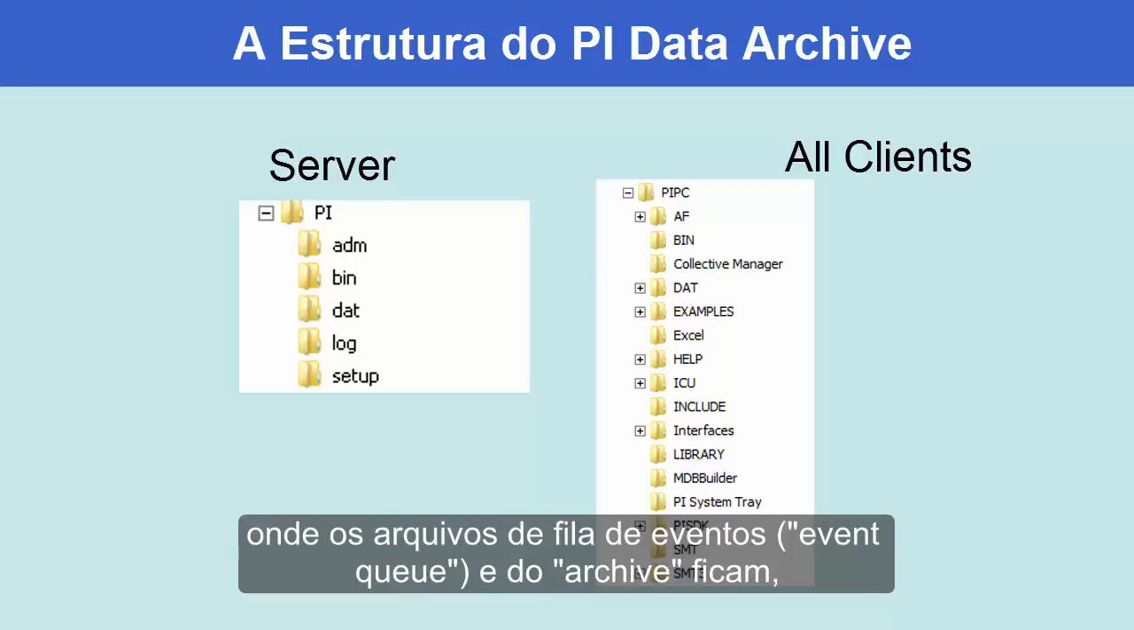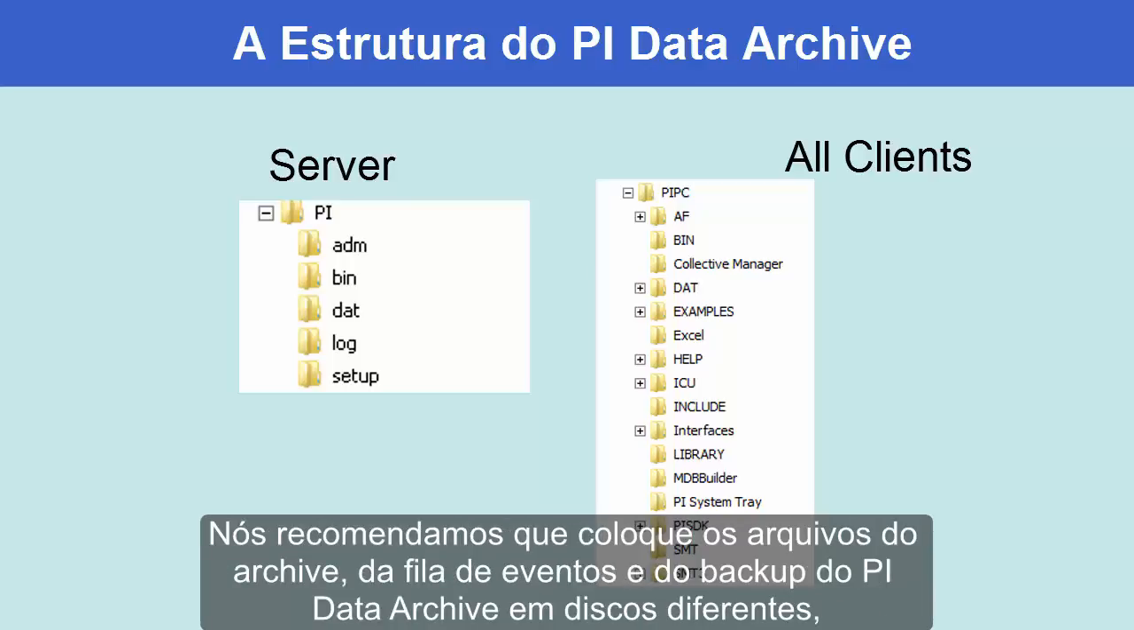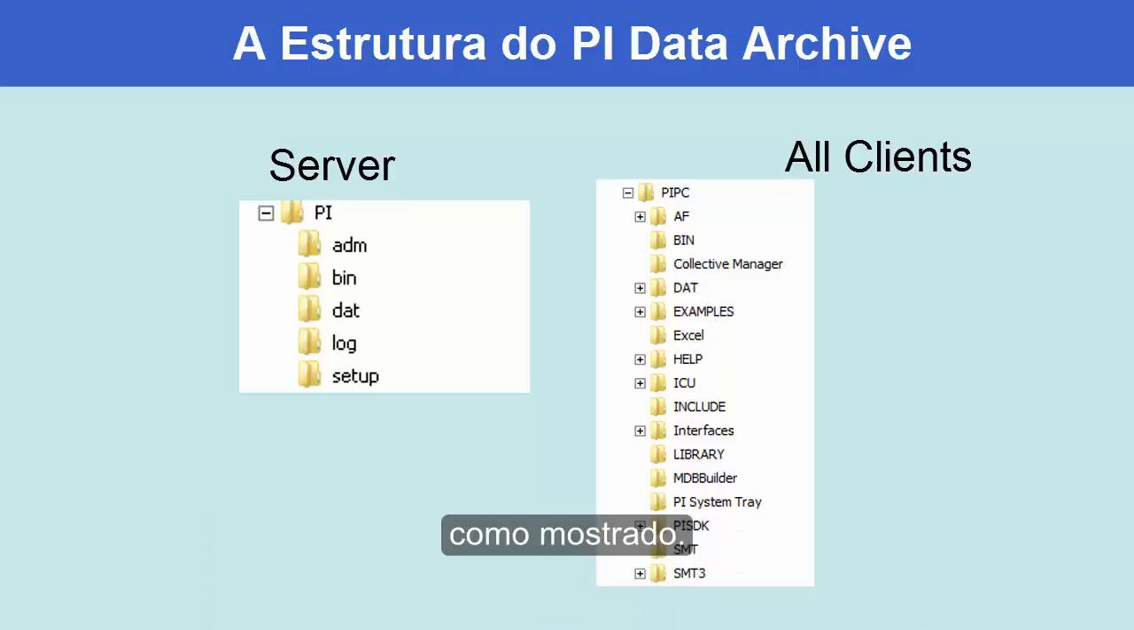As we mentioned earlier, the PyDat folder is usually the default location where even Q files and archive files would reside. But during installation of the PyData archive, you can specify a directory for hosting the archive files and even Q files. As a matter of fact, we recommend placing the archive files, even Q files, and even the PyData archive backup files on separate drives as shown.